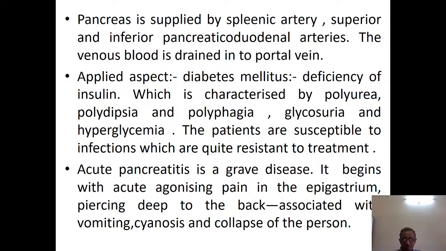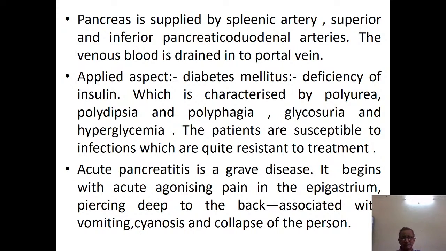So first you have to replace the insulin, or stimulate the pancreatic islets to produce more insulin, such that the glucose levels in the blood are normalized. That is, hyperglycemia is gone and glycosuria is gone. Then only you can control the infection.